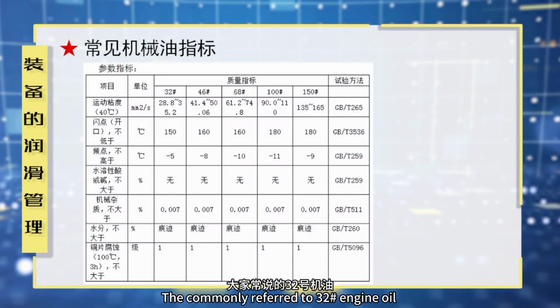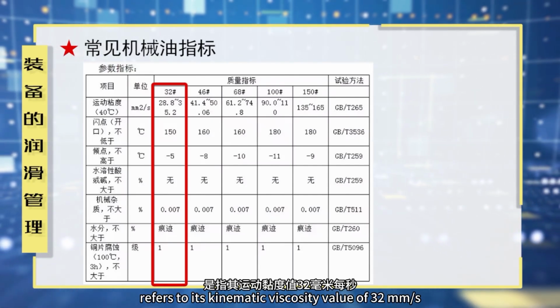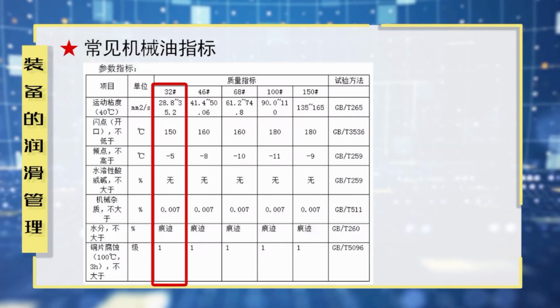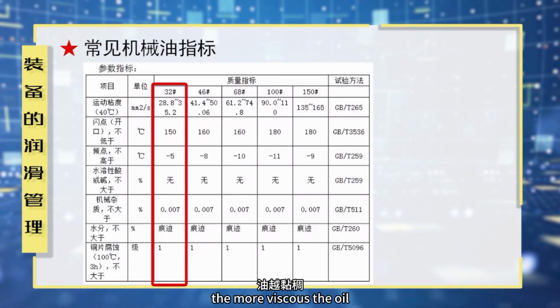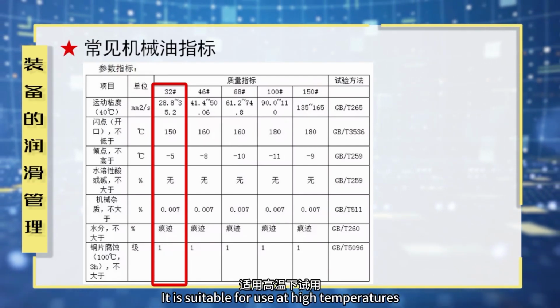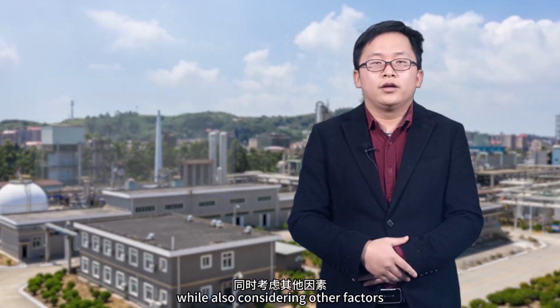The commonly referred to 32 # engine oil refers to its kinematic viscosity value of 32 mm per second. The lower the viscosity, the lower the operating temperature. Conversely, the higher the viscosity, the more viscous the oil. It is suitable for use at high temperatures, while also considering other factors.